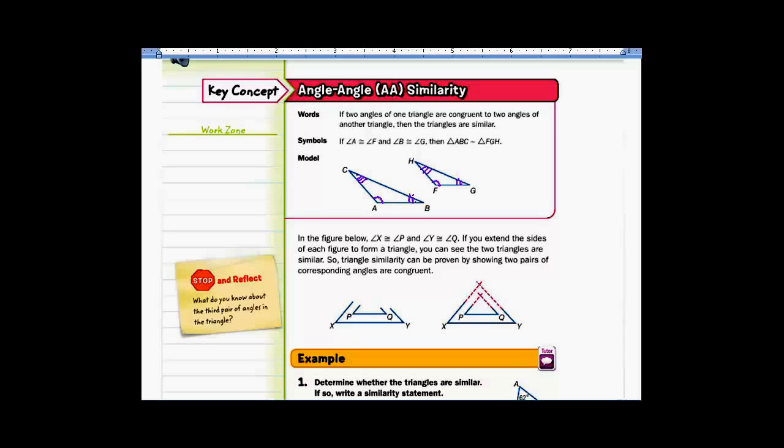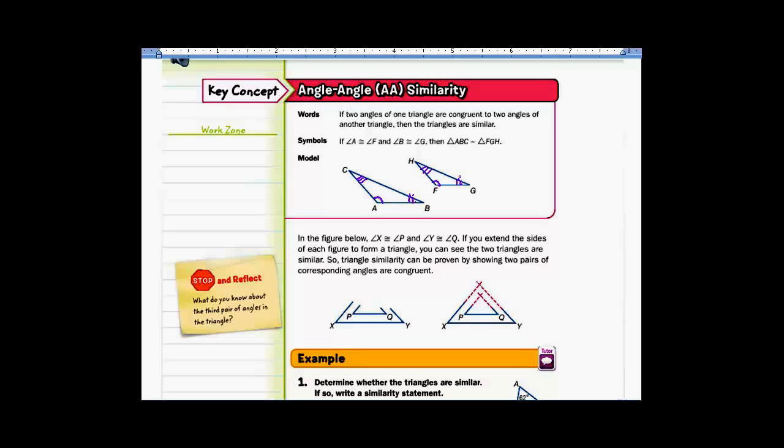So you don't even have to know that all the angles are congruent. If you can just prove that two of them are, then you know that the third one has to be. So that is angle-angle similarity. The AA is talking about two angles. If you know that two angles are congruent, those triangles are similar.